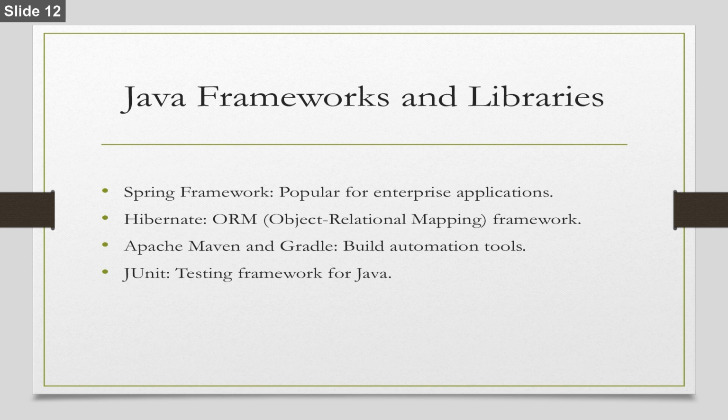Java frameworks and libraries. Java has many powerful frameworks that help speed up development. Spring, for example, is widely used for building enterprise applications, and Hibernate is a tool for working with databases using object relational mapping. Maven and Gradle are build tools that help manage dependencies. Understanding these tools can greatly enhance productivity and code management.